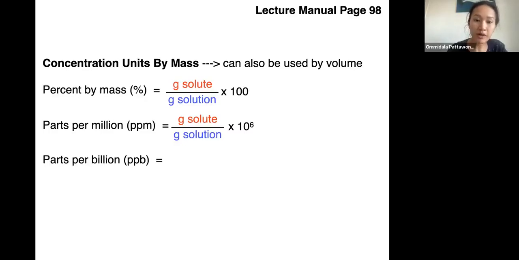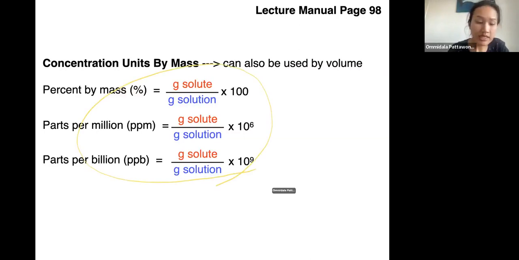So this one, instead of multiplying by a million, you are going to multiply by a billion. Because ppm and ppb describe something very small, these two units are often used for a contaminant or pollutant in soil or water. And again, these three units are going to be by mass. So you can also replace this by volume as well, depending on what you want to describe.